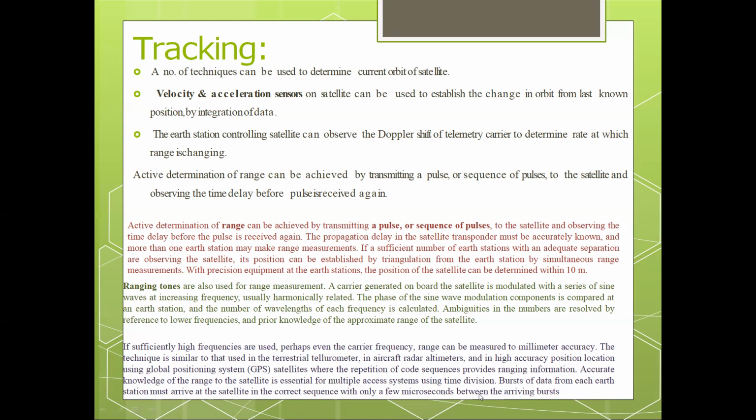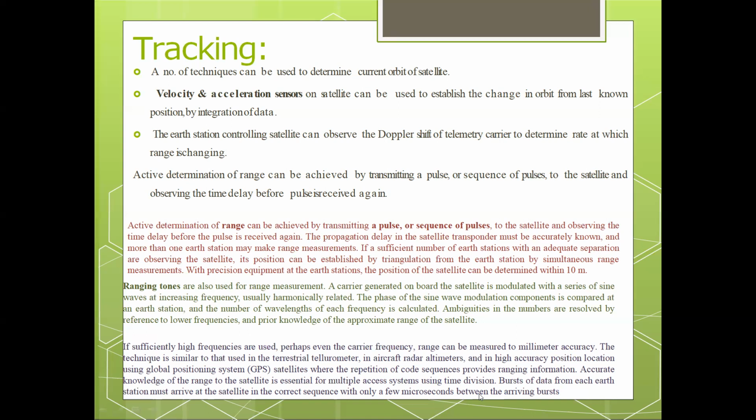The propagation delay in the satellite transponder must be accurately known. With one earth station we make range measurements. If a sufficient number of earth stations with adequate separation observe the satellite, its position will be established by these simultaneous range measurements. This is a very important criterion for making range measurements.